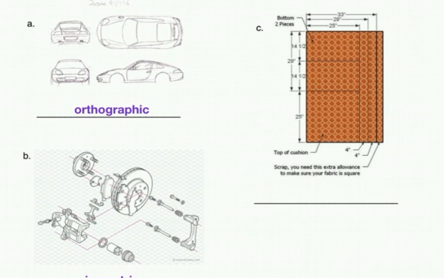B is an isometric drawing. If you got isometric for B, excellent work. It's isometric because it's using special paper to create a blueprint that actually looks three-dimensional. And C would be a net. It's actually a sewing pattern to create a seat cushion.